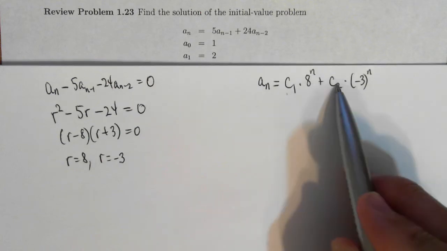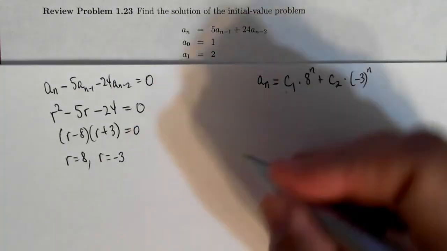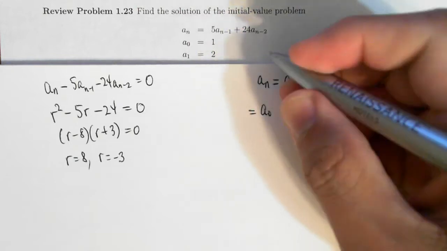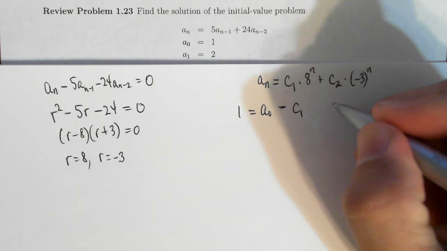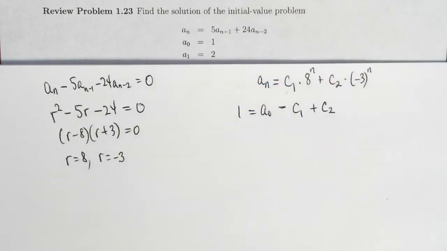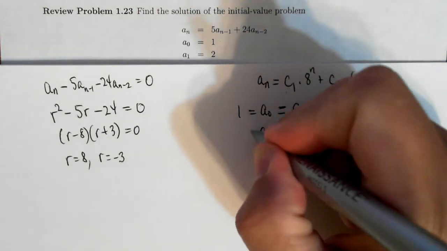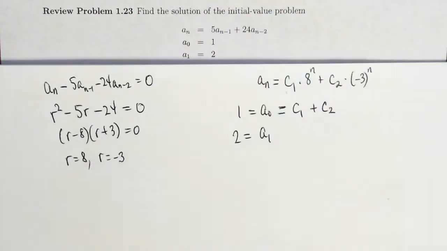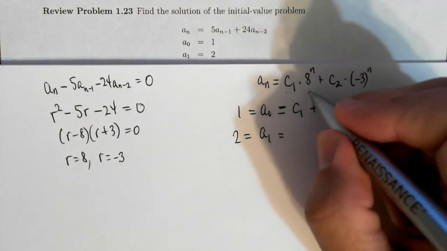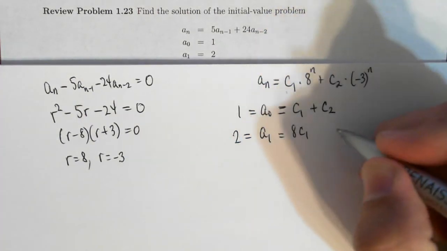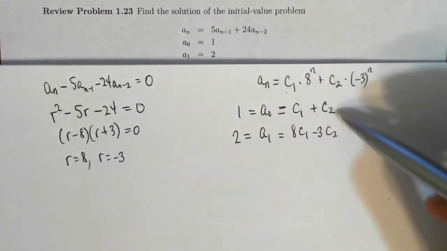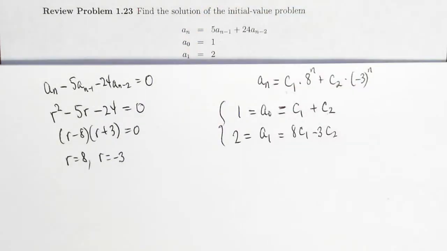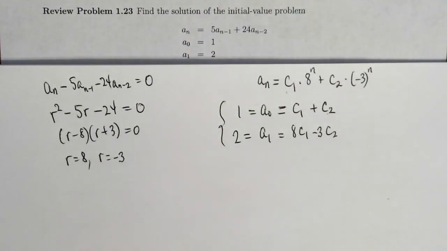Now, to find the two constants, we use the two initial conditions. So a sub 0 is known to be equal to 1, and if I plug in 0, I get c sub 1 times 1 plus c sub 2 times 1. So there's my first equation. Then if I plug in n equals 1, that's known to be equal to 2. And plugging in 1, I get c sub 1 times 8 to the first, then I have c sub 2 times negative 3 to the first. And so I have two equations and two unknowns to solve for c sub 1 and c sub 2.